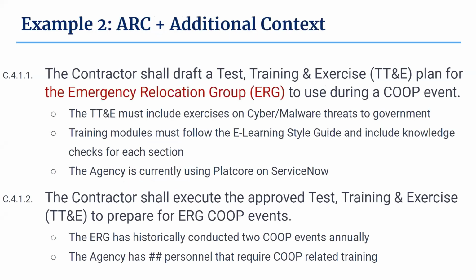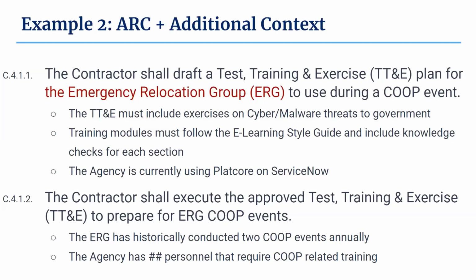All right, so if we go over here, draft the plan. Who's it for? Now we're being a little more specific. So this is for the emergency relocation group to use during a COOP event. Okay, so now we have more clarity on our stakeholder. A couple other things I want to point out. You can see here on the left-hand side, this says C411. This is alluding to section C of the solicitation, subsection 4, subsection 1, first requirement.